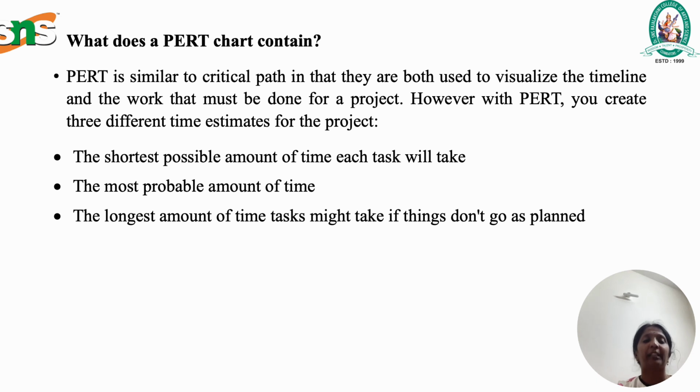What does a PERT chart contain? It is similar to critical path. It is used to visualize the timeline and work that must be done for the project. You create 3 different time estimates for the project. The first one, the shortest possible amount of time each task will take. Second, the most probable amount of time. Third, the longest amount of time the task might take if things do not go as planned. So these are all the things you should keep in mind when you prepare the PERT chart.